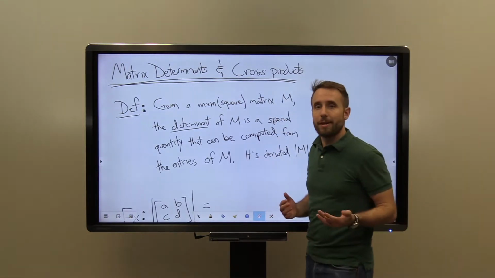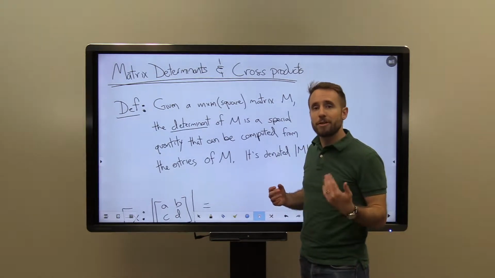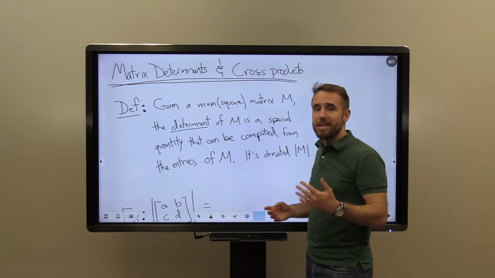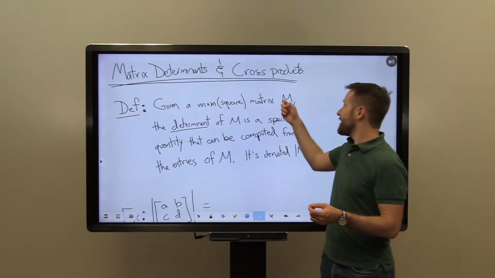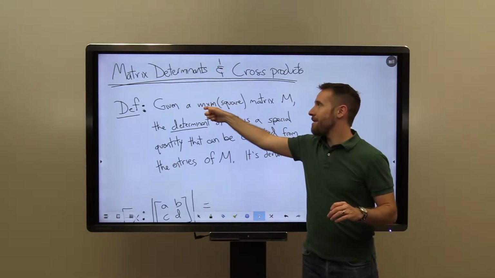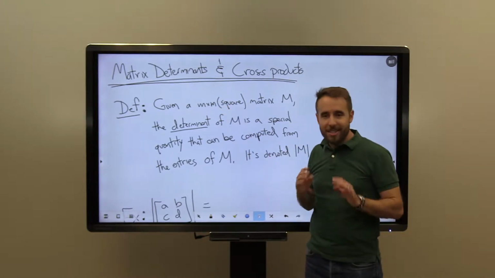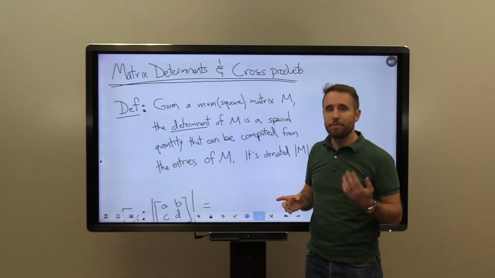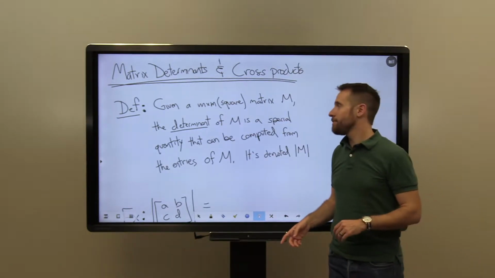So what is a determinant? A determinant is a special quantity, right? A special number that we can compute based on the entries of a square matrix M. And when I say a square matrix, what I really mean is that it is an m by m, right? These are supposed to be lowercase m's, just signifying that we have the same number of rows as we do columns, right? So 2 by 2, 3 by 3, what have you.